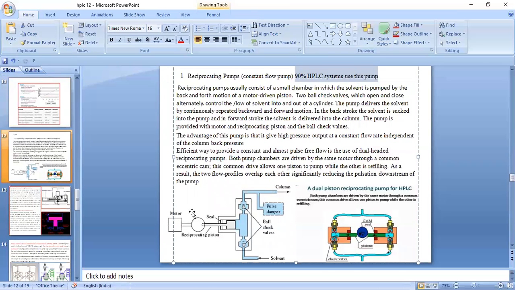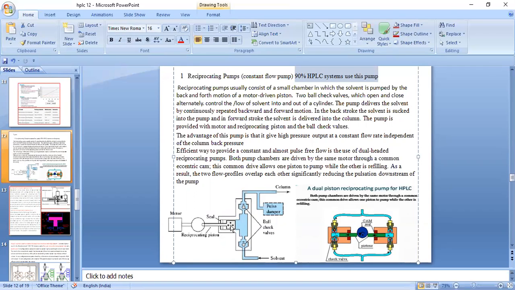Now when it rotates, it can have two motions. It can move out of this cylinder, or it can move into the cylinder, by to and fro motion. Now when it moves out of the cylinder, the solvent moves into this chamber. So there is a ball valve check. Here there are two ball valves that check the reverse direction of the mobile phase. They do not let the mobile phase go back. The mobile phase comes in only in the given direction, it cannot go back.